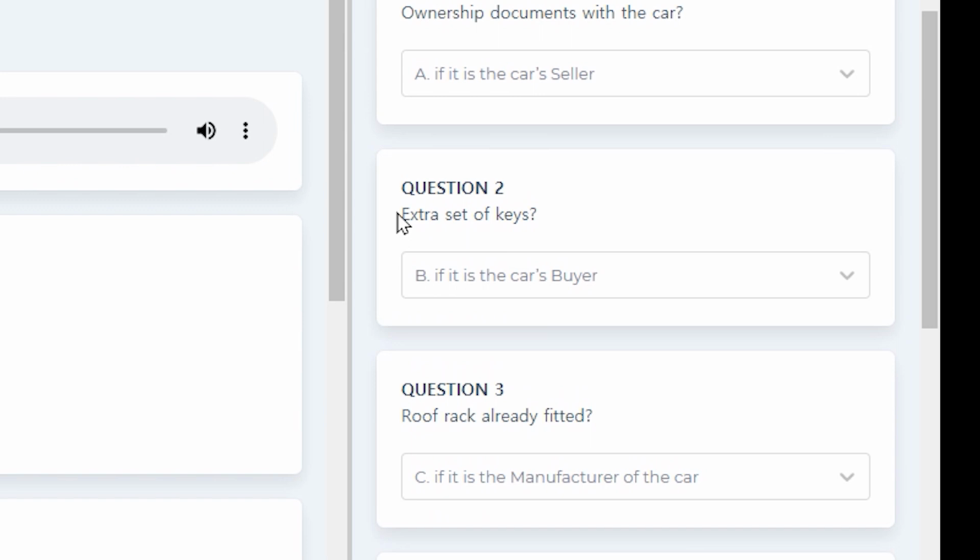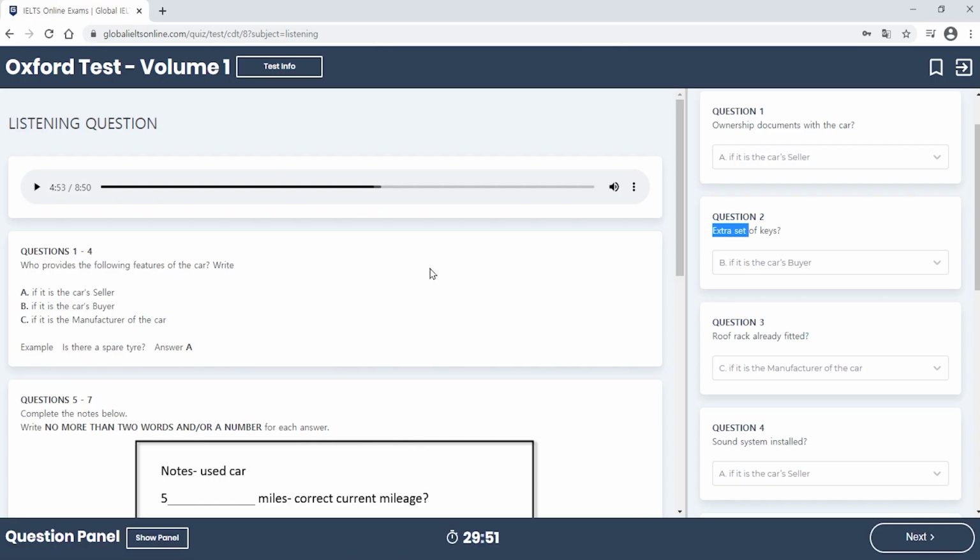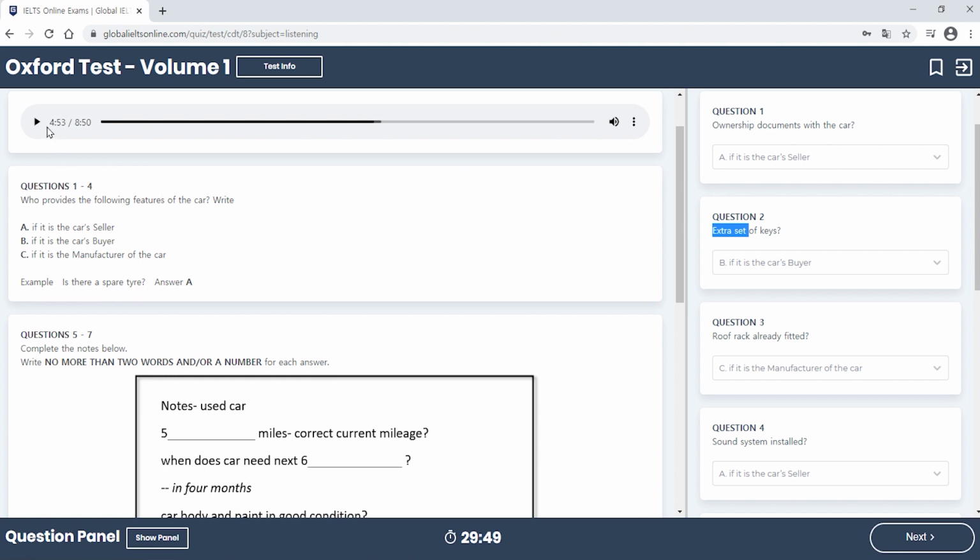All right? So key things: know your paraphrases, be looking at the questions and answering as you go through by listening for these keywords. Okay, so then moving on to questions 5 to 7.